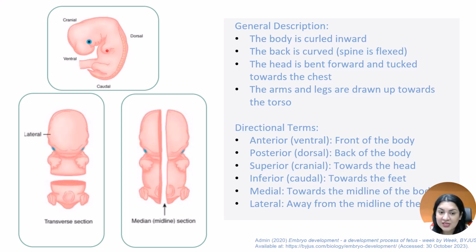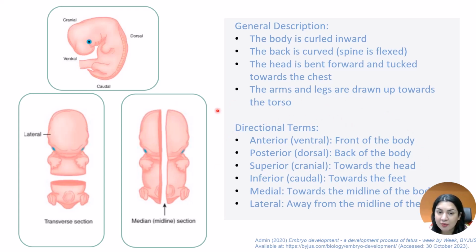tucked in towards its developing chest region. And of course, its little developing arms and little developing legs are also going to be drawn up toward its torso. So that's essentially what it looks like, and that's how we descriptively describe the position that the fetus takes as it's developing in utero.